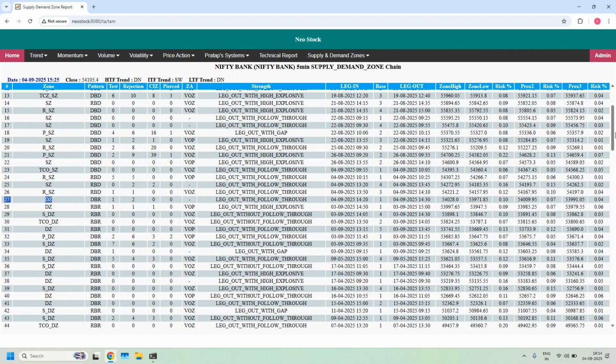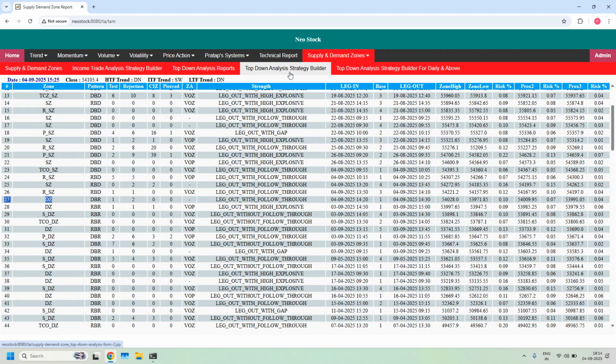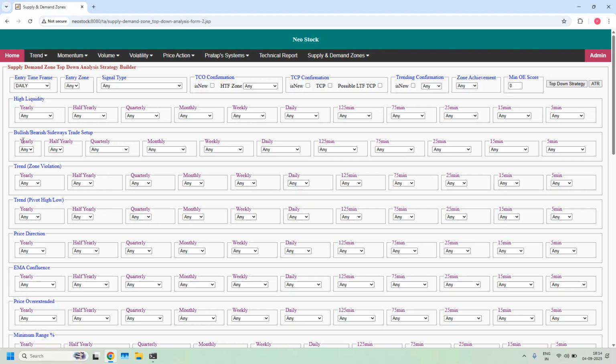Next I will generate sideways bullish and bearish trade setups for monthly, weekly and daily income trades. I will quickly generate by reducing the commentary for these reports. First monthly income trade sideways long, entry time frame daily, entry zone demand zone, bullish or bearish or sideways. I am selecting sideways long at daily.